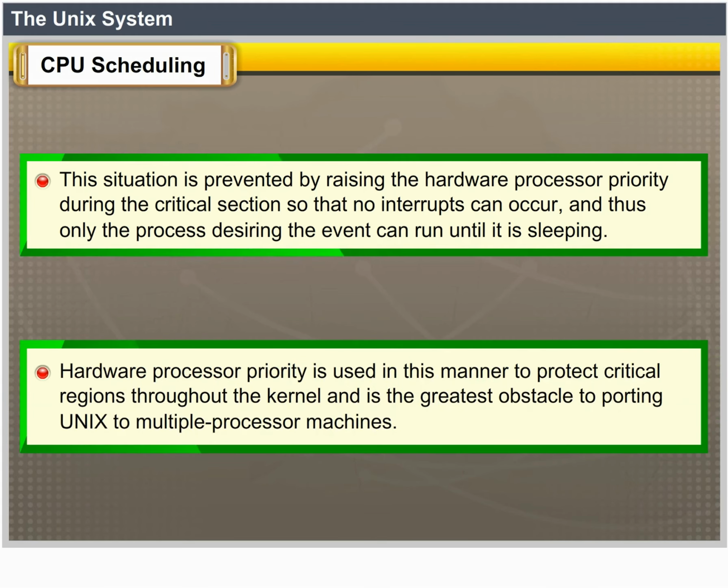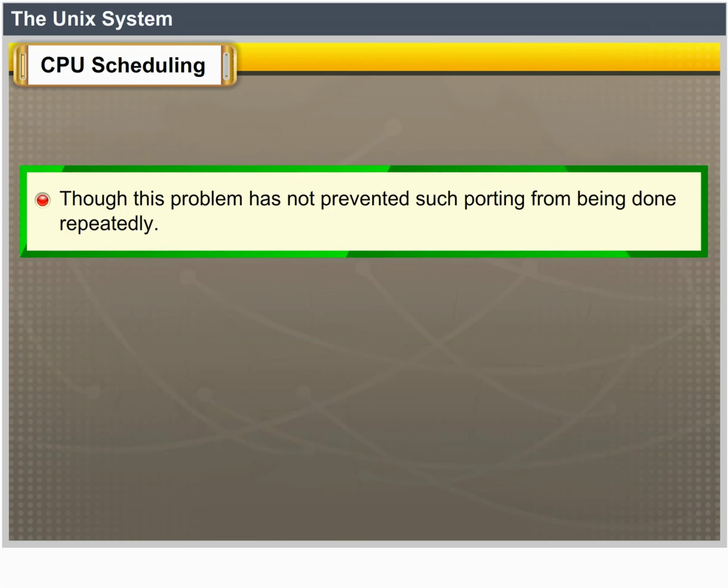Hardware processor priority is used in this manner to protect critical regions throughout the kernel and is the greatest obstacle to porting Unix to multiple processor machines. However, this problem has not prevented such porting from being done repeatedly.